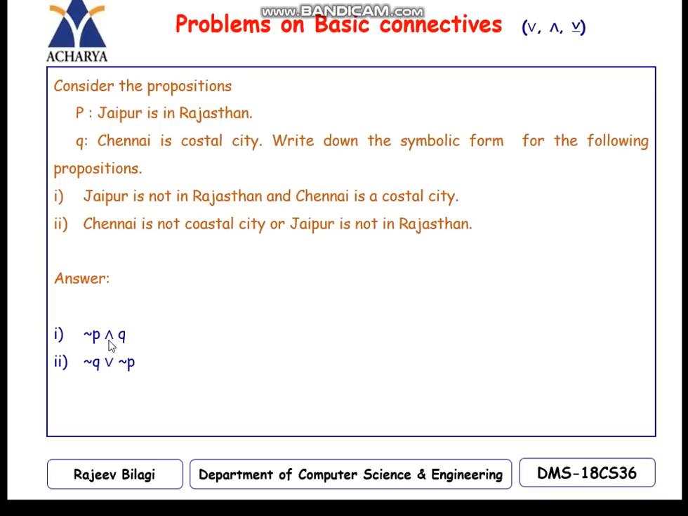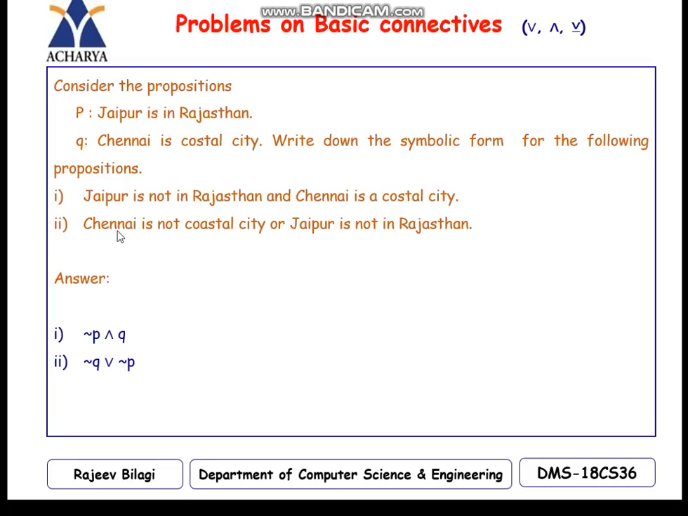I have done the first one. Next, Jaipur is not in Rajasthan. Because the given statement is P, and not means I have to use negation, I have written negation of P. What is the next statement? Chennai is a coastal city, which is given as it is, Q. So I have written negation of P and Q. This is the first statement written in symbolic form.